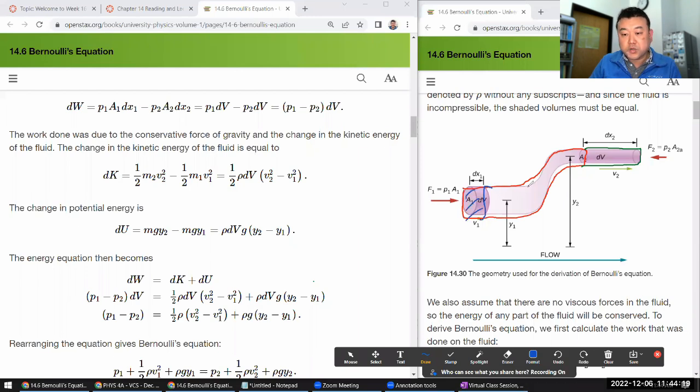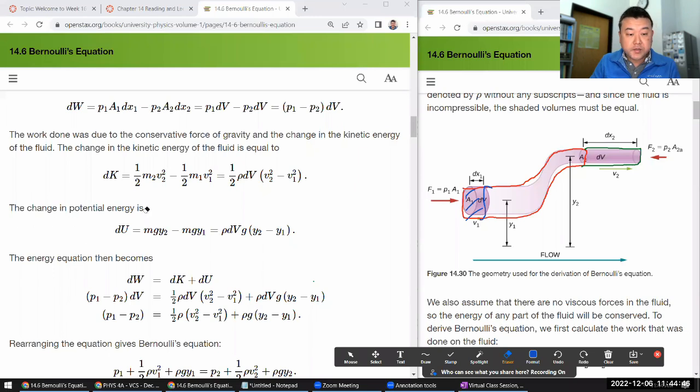minus, and they are imagining taking out this portion of the fluid, the part that goes into this common shared portion. So minus 1/2 mass of this fluid times v1 squared. And because the density is constant and the volume is the same, these two masses are actually the same amount. So they factor it out as rho dV. So I think this expression for change of kinetic energy makes sense to me.